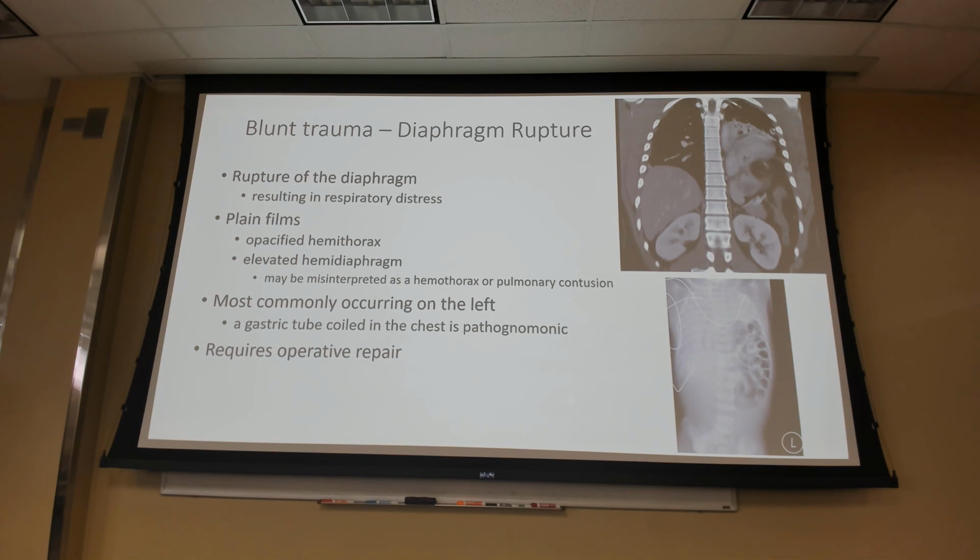to get that fixed. Sometimes we will confuse it for some sort of hemothorax or pulmonary contusion. That's why sometimes we have to place that NG tube in there to help us identify it emergently in the trauma room.